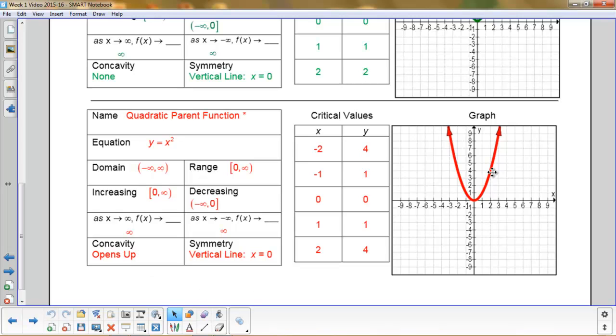And then it opens in an upward direction. If you want to think of it as the mouth of a cave, this is going to be the cave inside of here, and it's facing upward, so that's opening up concavity upward. Again, we have a vertical line of symmetry, and now you can see your critical values as well.